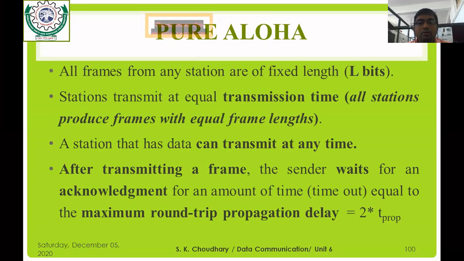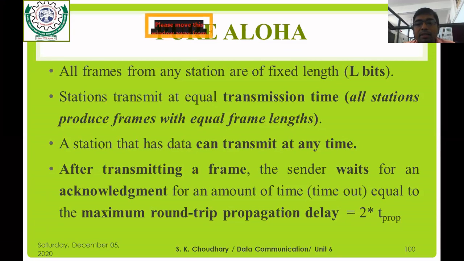In the case of pure Aloha, all frames from any station are of fixed length. Whatever frames come from any number of stations, all have a fixed length of L bits, and all the stations transmit at equal transmission time. This means all the stations produce frames of equal length having L bits. A station that has data can transmit at any time.